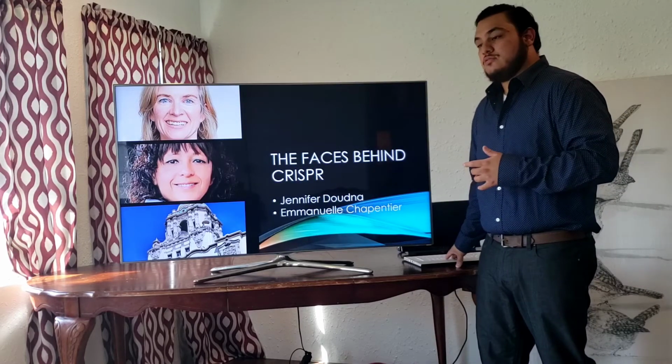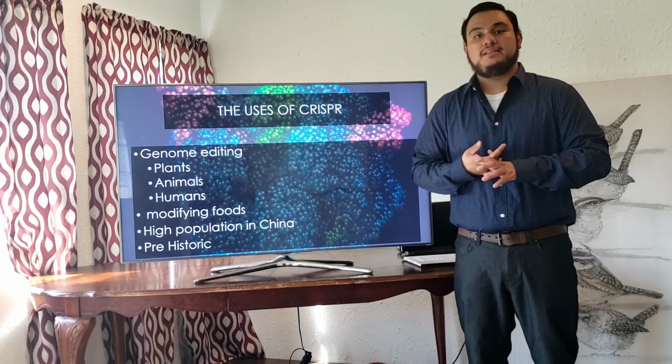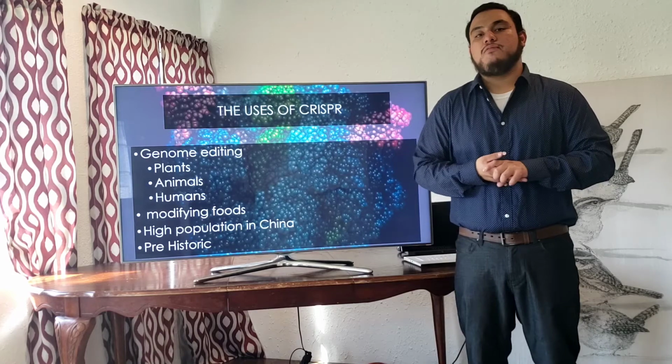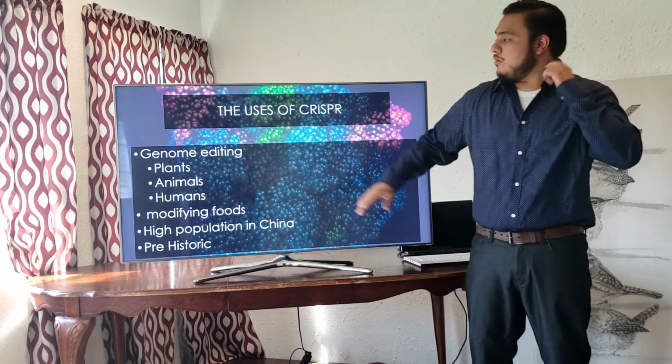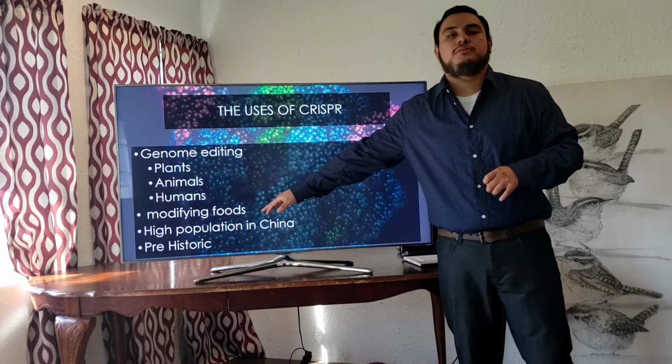So what can we use this new version of CRISPR for? Well, there's a lot of things we can use it for. We can use it for genome editing of plants, animals, of course humans, modifying foods, and prehistoric animals. So I'm going to go into more detail about each one of these in their own slide, but I do want to talk very quickly about modifying foods.